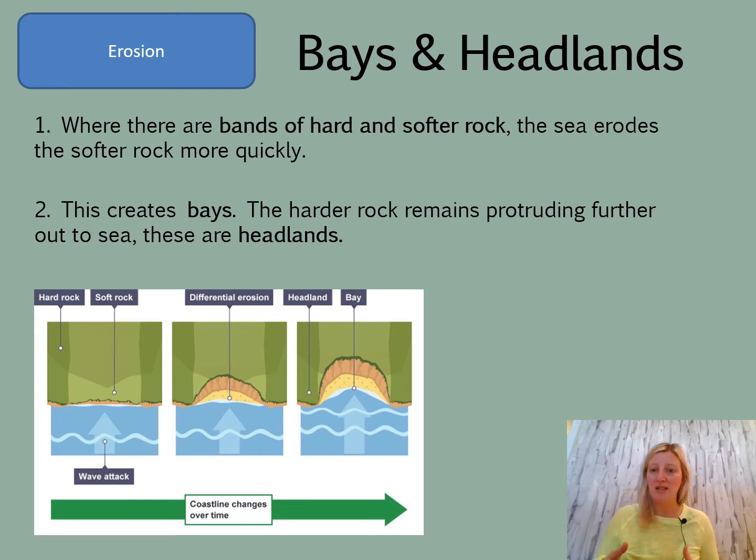And we often find beaches inside these bays. And either side of the bay, we have two headlands made of that harder, more resistant rock. So inside that bay, we have a much more sheltered environment where we have these beaches forming, usually quite calm conditions.